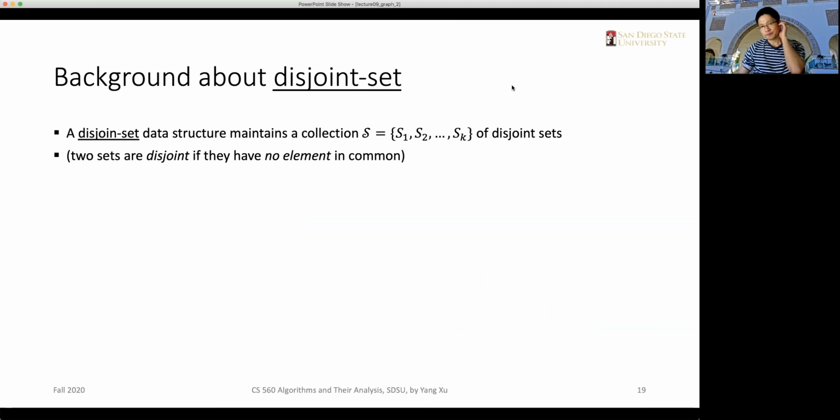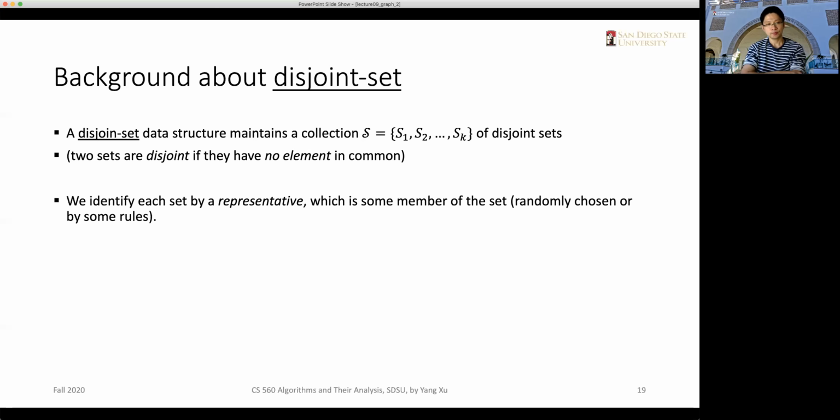So some more background about disjoint sets. The disjoint set data structure maintains a collection of sets. So for example, we have K sets. And two sets are disjoint if they have no elements in common. So there's no overlap.